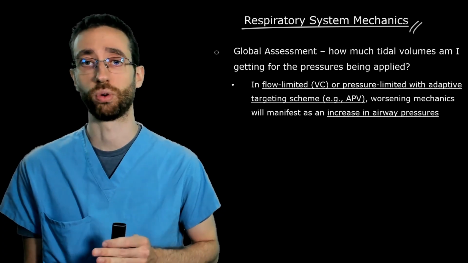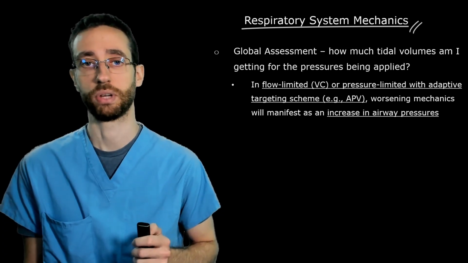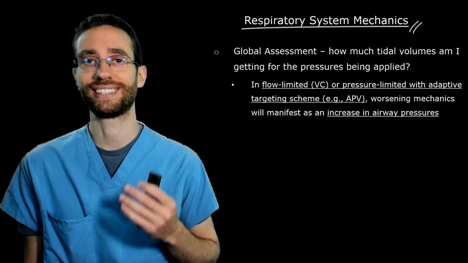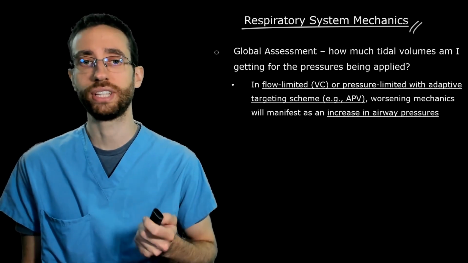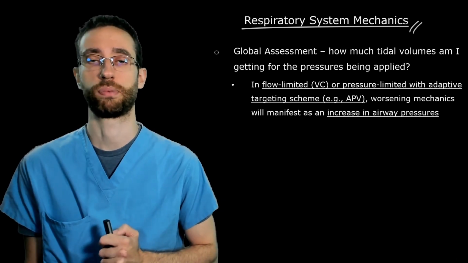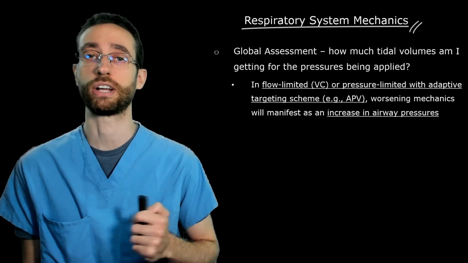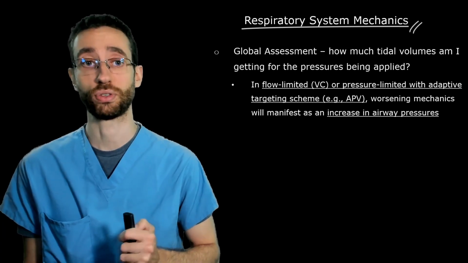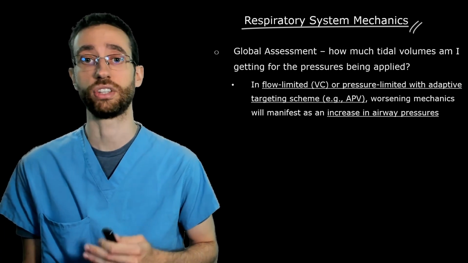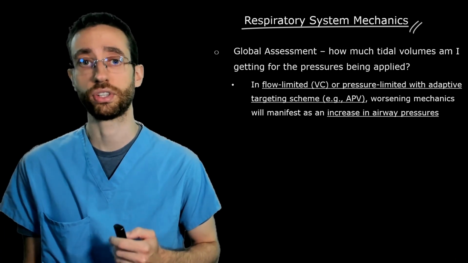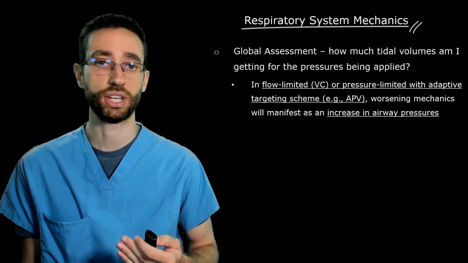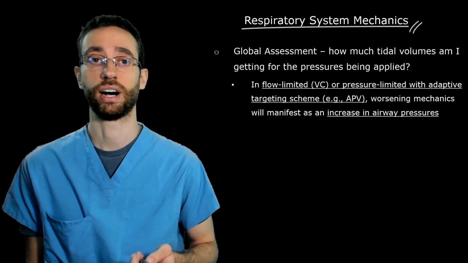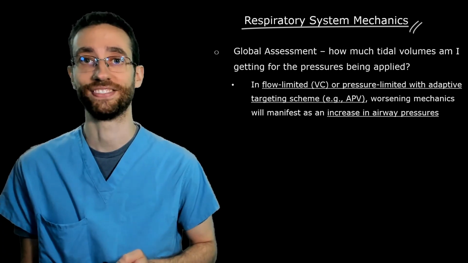Likewise, if you're in a mode with an adaptive targeting scheme where the vent will adjust the amount of pressure it gives to achieve a desired tidal volume, what would you then expect to see with your peak pressure in patients with poor respiratory system mechanics? Well, peak pressures will also go up because the ventilator needs to use higher pressures to overcome that increased resistance or decreased compliance to deliver the target tidal volume within the set I time.